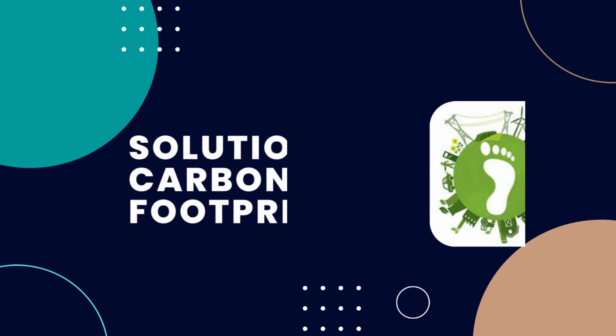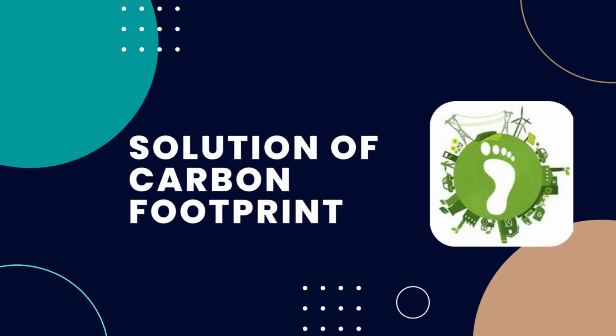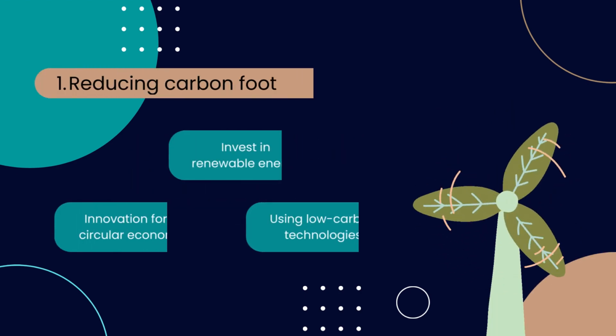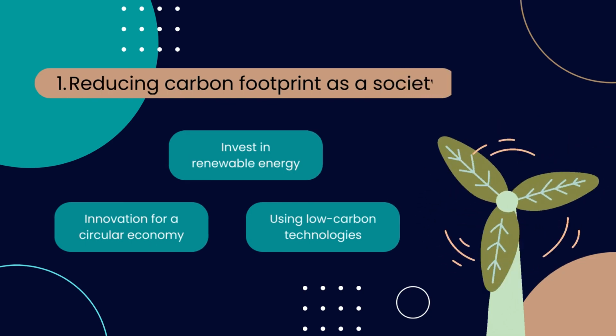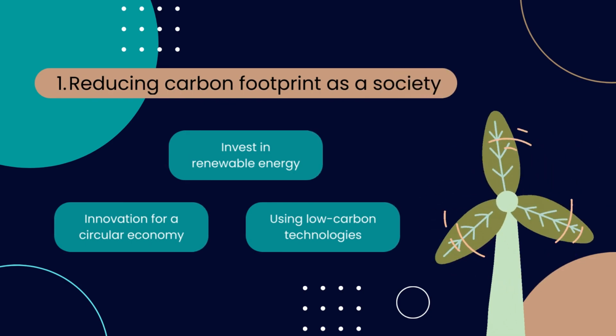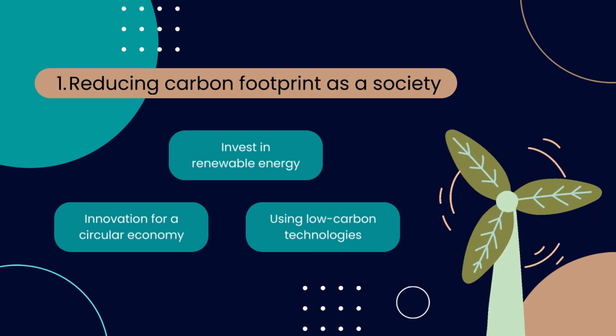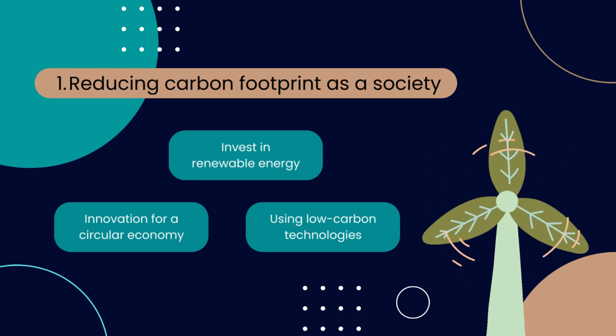Let's look at the solutions for the carbon footprint. There are numerous ways that can be implemented to reduce or mitigate carbon footprint. So today, we will be focusing on ways to solve it from two different approaches. The first is reducing the carbon footprint as a society, and the second is reducing the carbon footprint as an individual. It comes as no surprise that reducing the carbon footprint is not an easy task, especially in the current world we're living in, where transportation and industrialization are the main culprits in emitting carbon into the atmosphere.